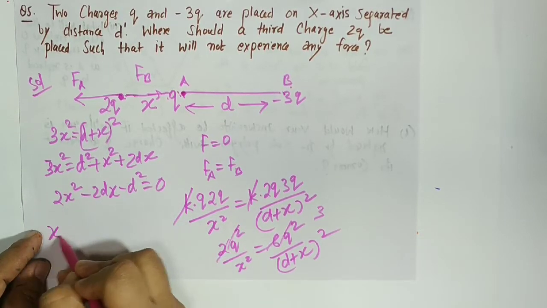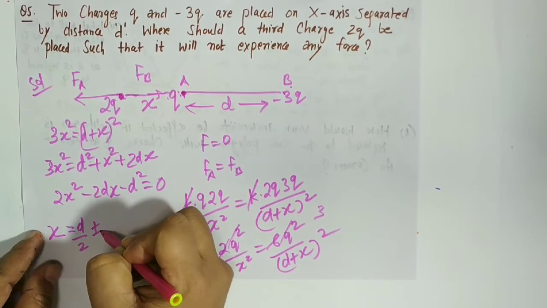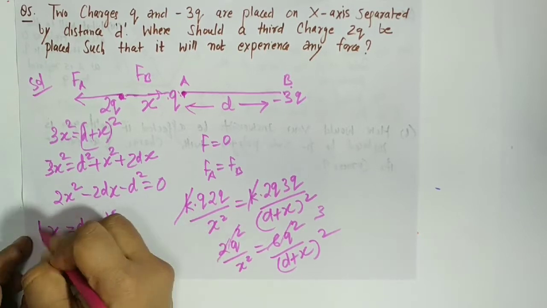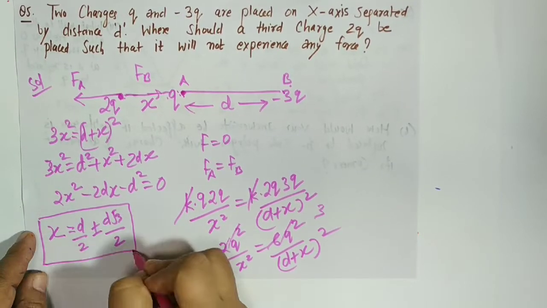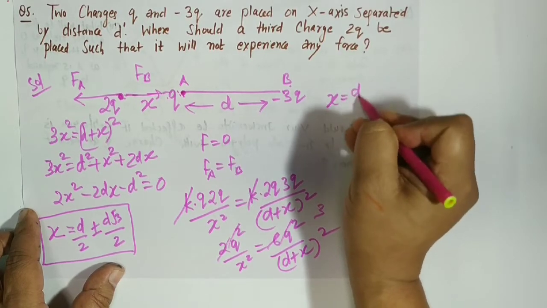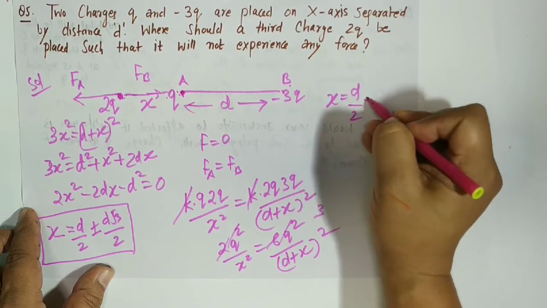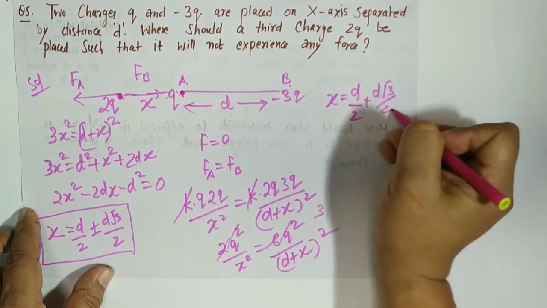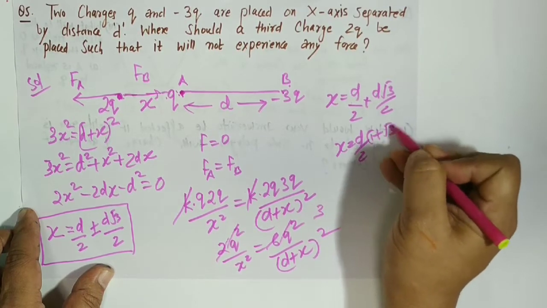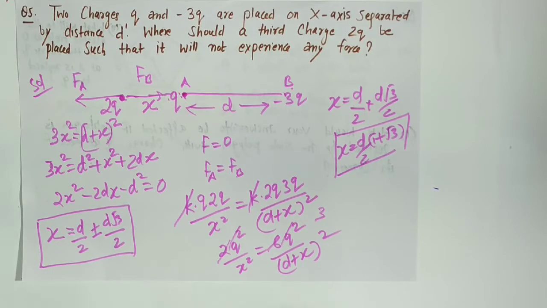This is a quadratic. You will get the root of x equal to d by 2 plus minus, you will get two roots, d root 3 by 2. So this is the value of x. But what will be the exact value? The answer will be x equal to, it can't be minus, so d by 2 plus d root 3 by 2. So we will take d by 2 common and it is 1 plus root 3. So this is the answer in this case.